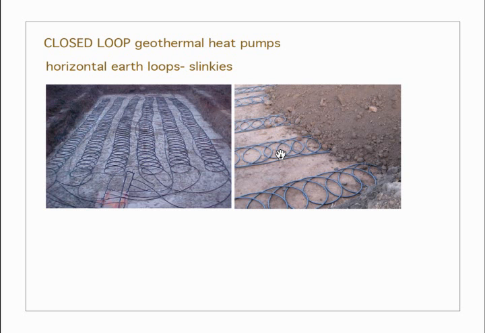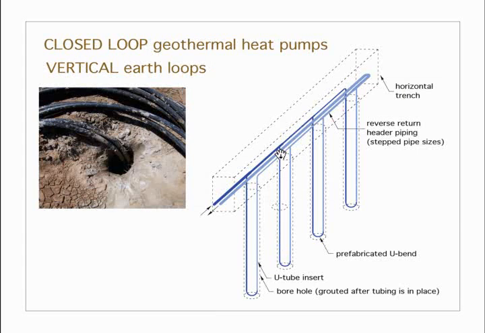Now, the other option for a closed earth loop is a vertical loop. This is where typically space doesn't allow us to do horizontal earth loops. So we're going to do boreholes in the ground, and we're going to insert tubing that has a U-bend on its end down into these boreholes.